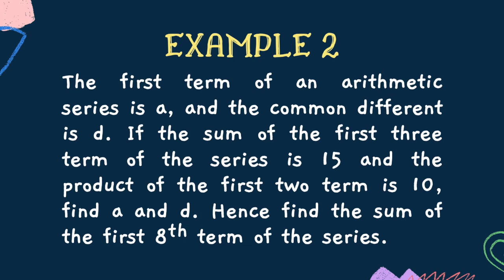So now let us see an example question for arithmetic series. The first term of an arithmetic series is a, and the common difference is d. If the sum of the first three terms of the series is 15, and the product of the first two terms is 10, find a and d. Hence, find the sum of the first 8 terms of the series.